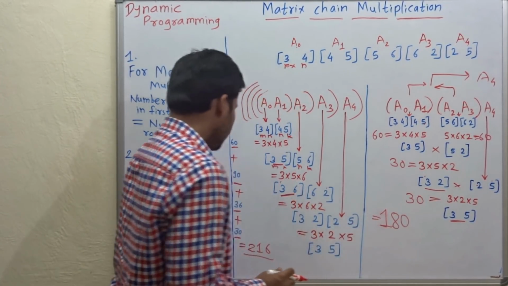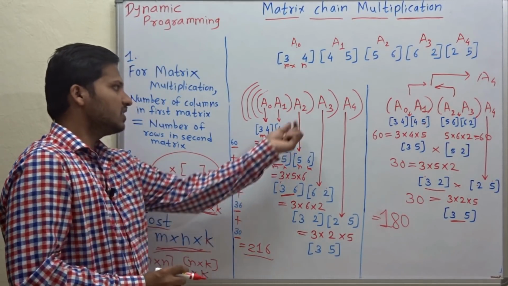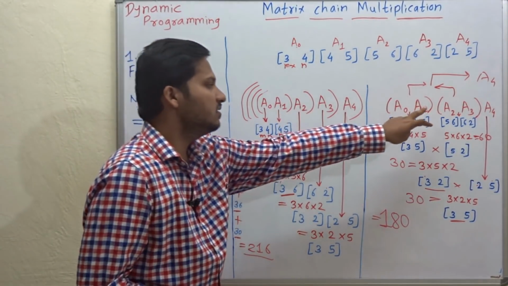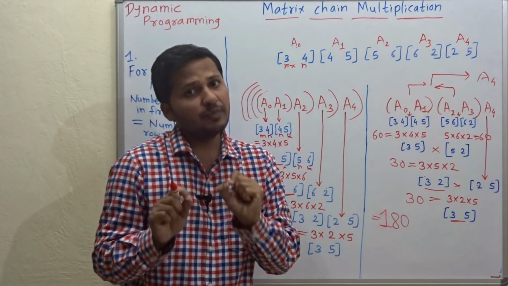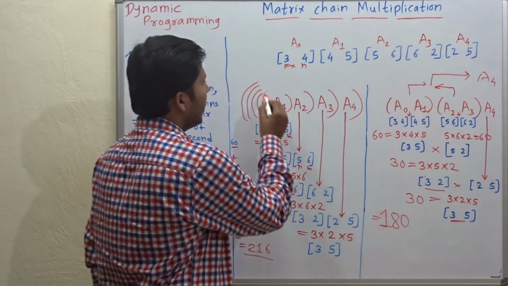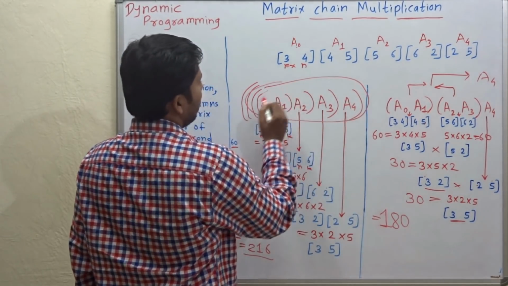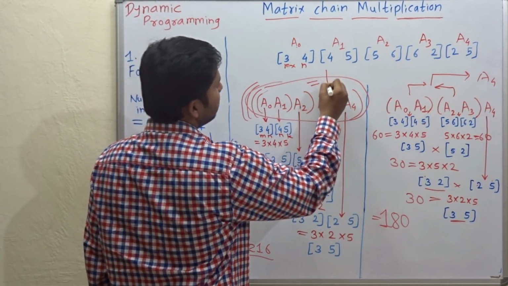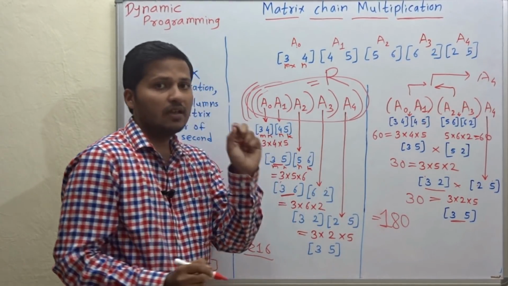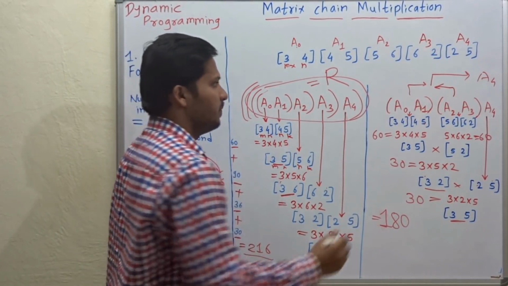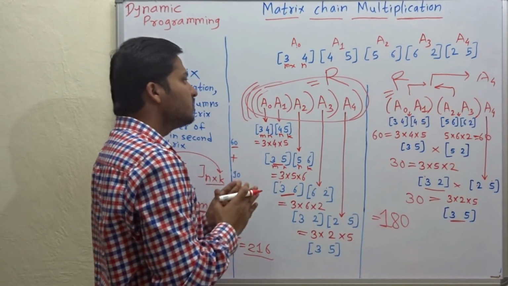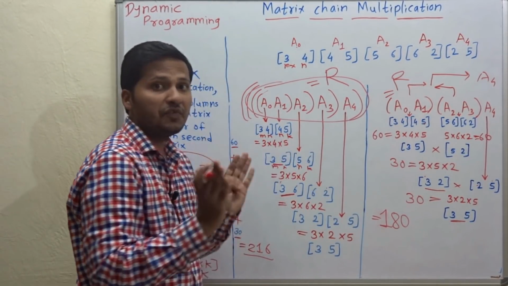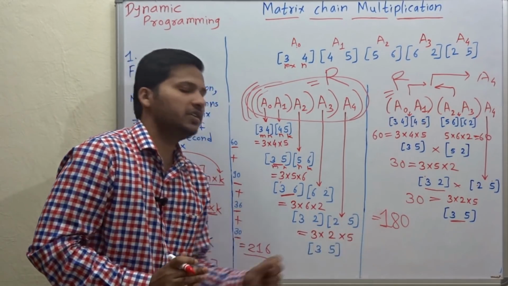So see here, the cost of multiplication in this way and in this way are different. But the answer of multiplication will be the same. Means the answer matrix of this whole multiplication, the resultant matrix, will be the same for both processes. Only because we multiply them in a different way, the cost will be different.